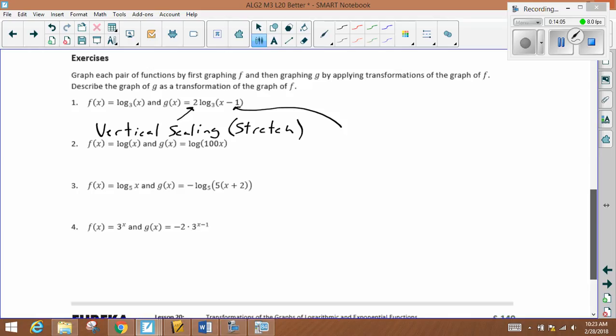Okay. How about that -1? What is that going to do to the graph? That could be horizontal. Yes. It's going to be a horizontal translation. But it's going to go +1, right? It's going to go to the right one.